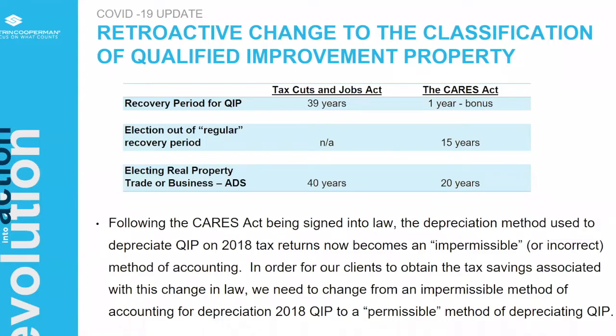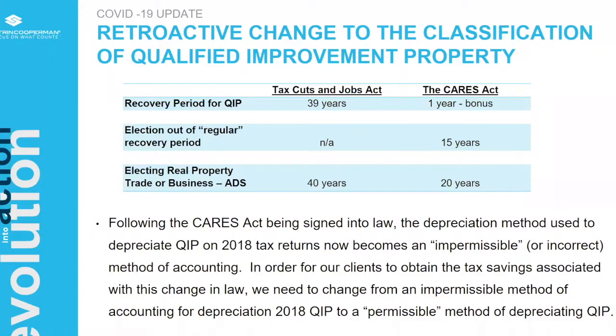This retroactive change to the classification of qualified improvement property is summarized as follows. The regular recovery period under the Tax Cuts and Jobs Act was 39 years. Now, under the CARES Act, it's 1 year. Electing out of the regular recovery period, we expect the IRS will allow an election to use 15-year depreciation in lieu of bonus. And for electing real property trades or businesses, which are those businesses that chose not to have the new business interest expense limitations apply, ADS depreciation will be changed from 40 years to 20 years.